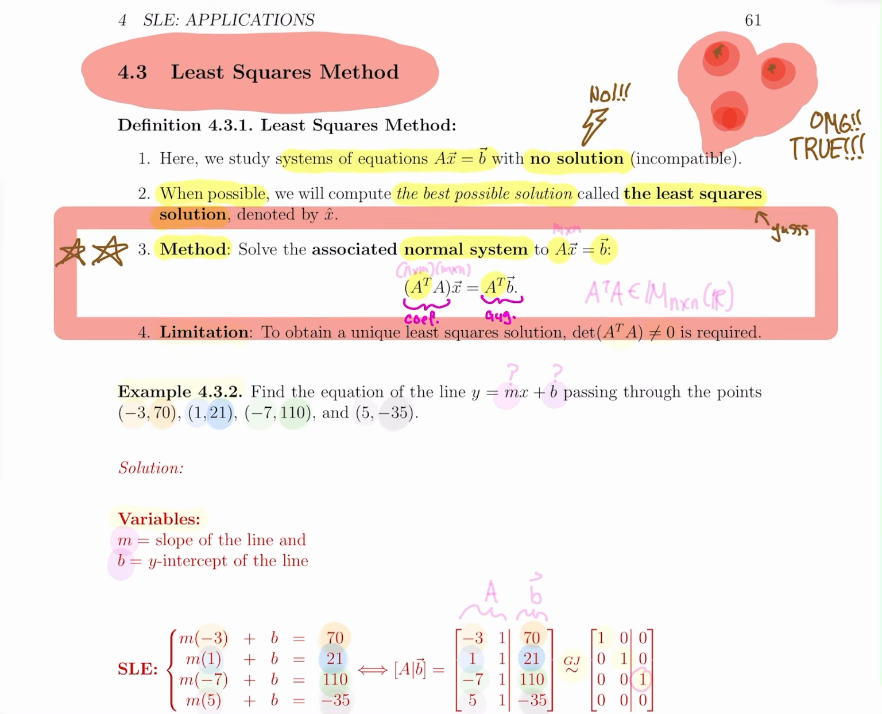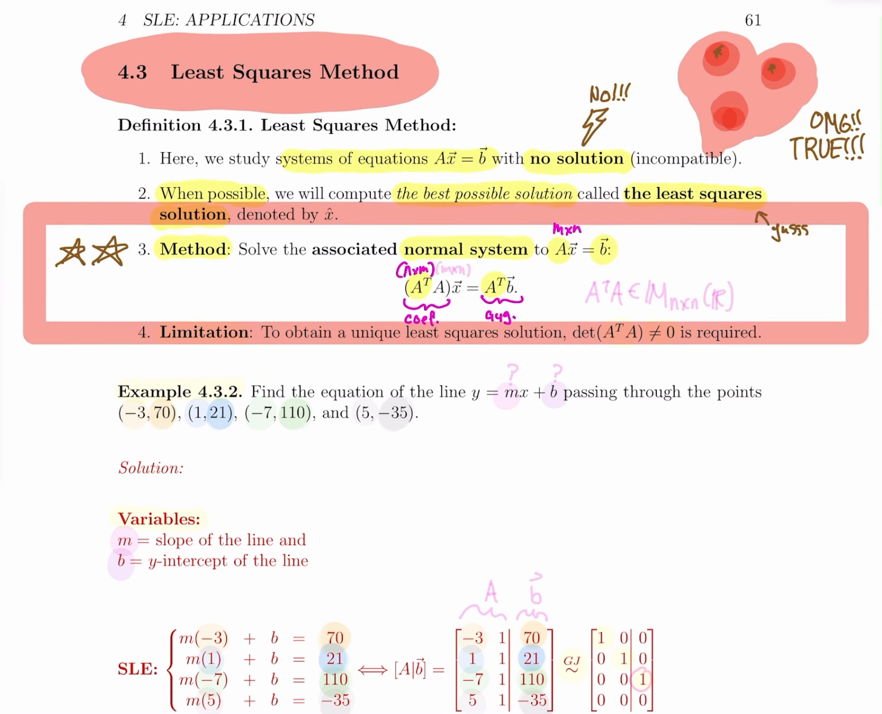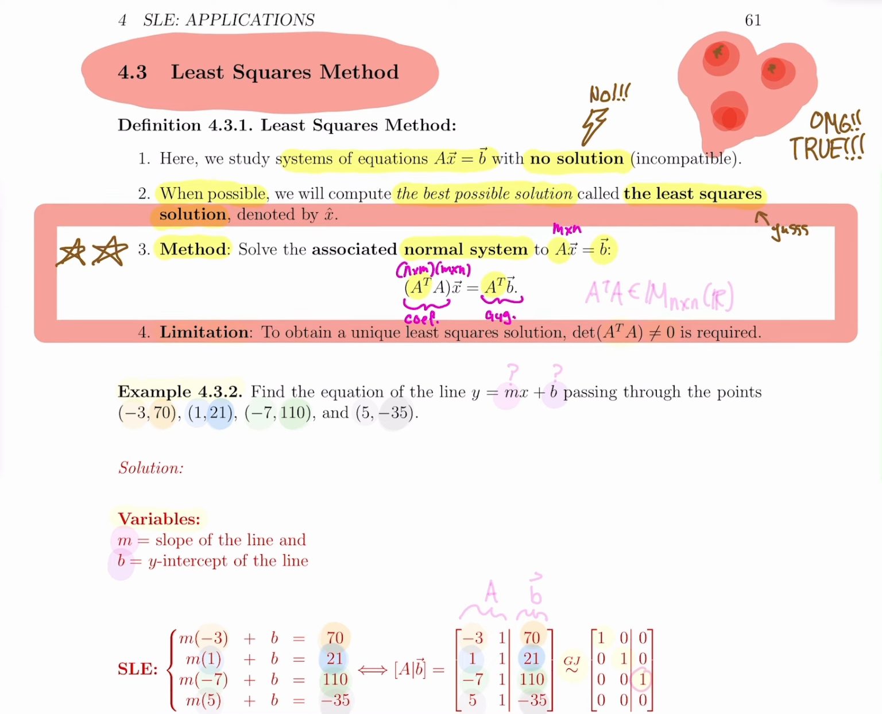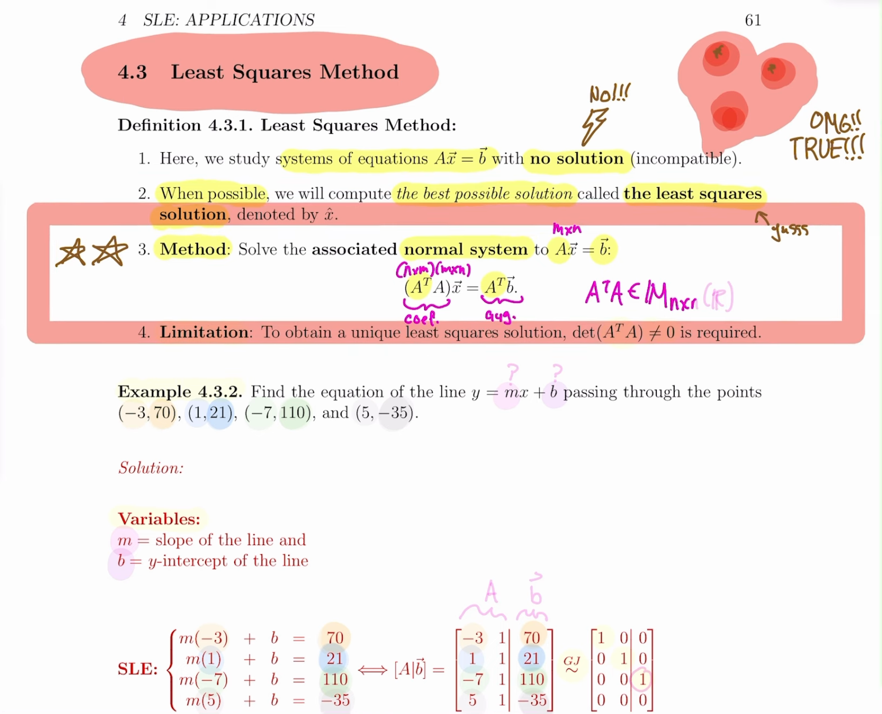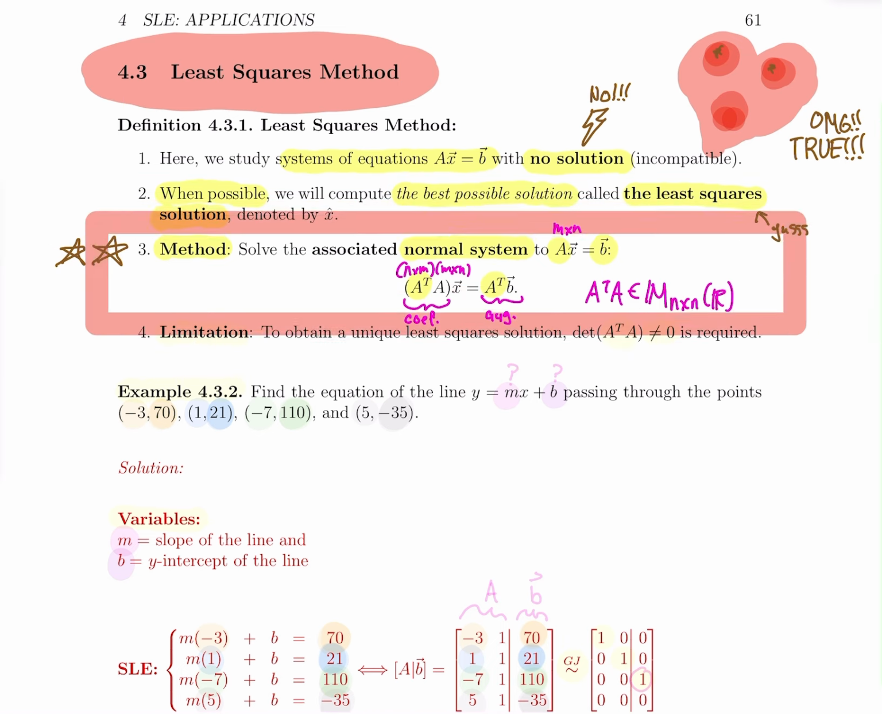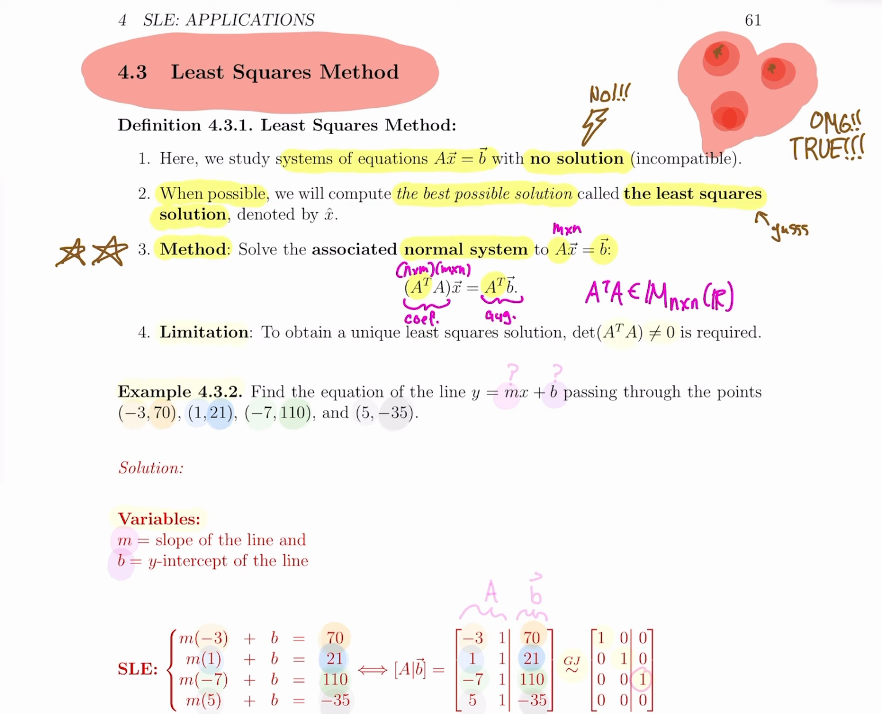What's interesting here is that even if you start with any system, because A, for example, could be M by N, every time you multiply A transpose by A, the size of A transpose is going to be N by M, and A is going to be M by N. So this multiplication is always defined, and the result is always a square matrix, N by N. Of course, for our applications, that square matrix is going to be a 2 by 2 or a 3 by 3.